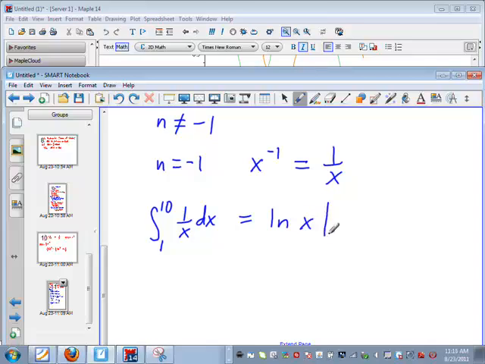And here's notation. We're going to put in 1 and 10 and subtract. That's my notation for it. It's the natural log of 10 minus the natural log of 1. And of course, we know in our sleep that the natural log of 1 is 0. So it's the natural log of 10. The total demand is the natural log of 10. Okay. Questions about that? So when n is equal to negative 1, we already have an answer there, okay?